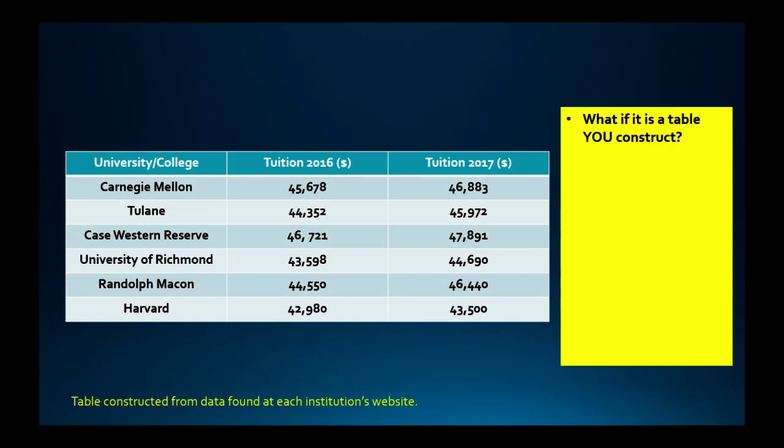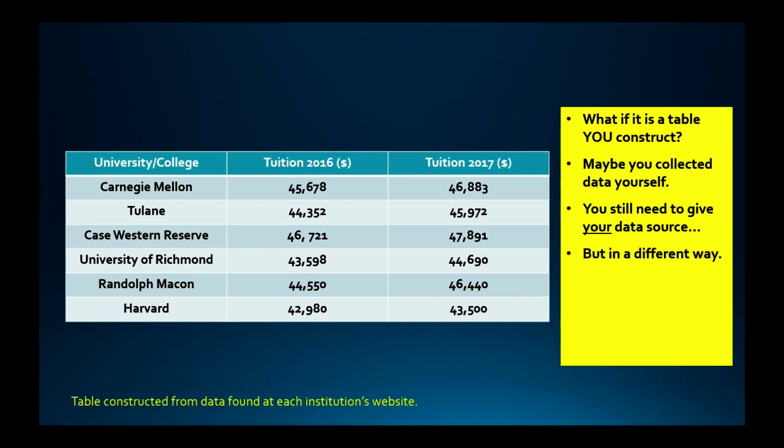Here's another table. So what if this is a table that you constructed? So you're collecting data on tuition, and you've got tuition data for all kinds of schools: Carnegie Mellon, Tulane, Case Western Reserve, University of Richmond, Randolph-Macon, Harvard. But you've constructed the table, and maybe you've collected the data yourself. You still need to give your data source. Of course, I don't want to list every single university website here on this slide, so I'm going to do it in a little bit different way.